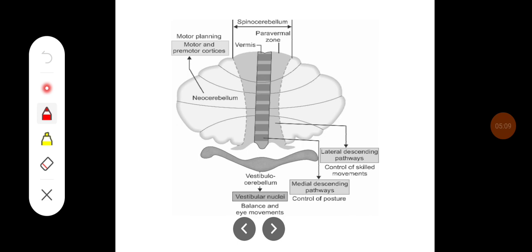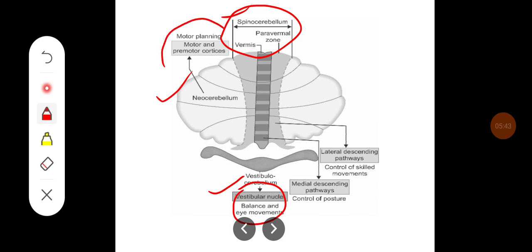This is the diagram showing the functional divisions of the cerebellum. There are three functional divisions: vestibulocerebellum, spinocerebellum, and the cortico-cerebellum. The vestibulocerebellum is important for balance and eye movements, whereas spinocerebellum is important for the muscle tone, and the neocerebellum is important for the motor planning.